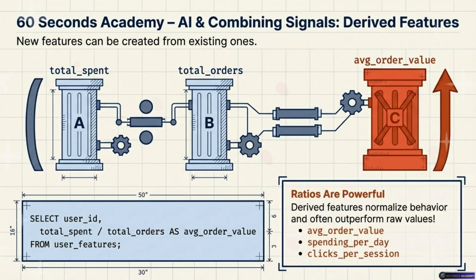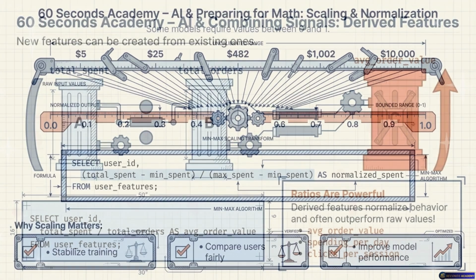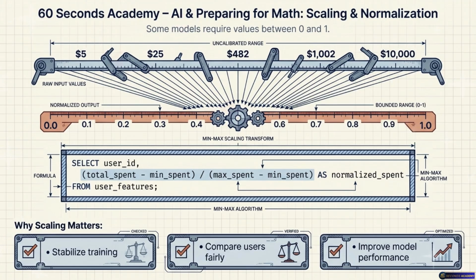So we've derived these powerful ratios. But now we run into a completely different mathematical problem. The problem of scale. This is a big one. Let's say we feed our model a feature like age, which naturally tops out around 80 or 90. But right next to it, we feed it total spend, which could easily reach like $10,000. That disparity in scale is super dangerous.